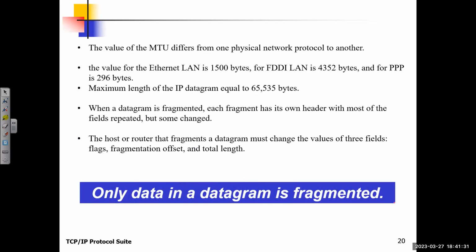All right. The value of MTU differs from one physical network protocol to another. For example, for Ethernet, you can only send 1500 bytes. For FDDI LAN, it's 4352. For PPP, the point-to-point protocol, it's 296. Okay. All right. So the maximum length of an IP packet is equal to 65,535.